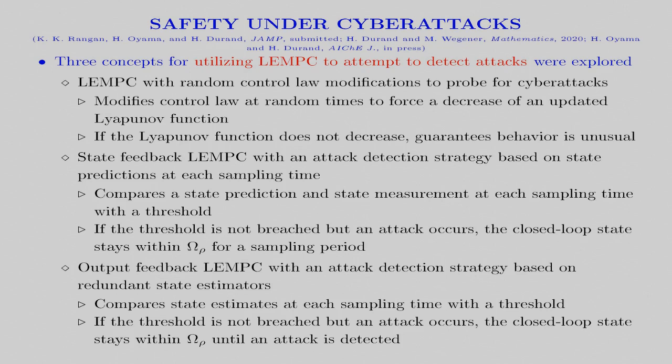The second strategy guarantees safety for one sampling period in case of an attack in which the threshold is not exceeded. However, the last strategy guarantees stability until the attack is detected if the threshold is not crossed.